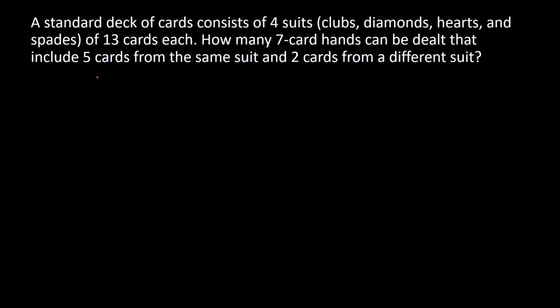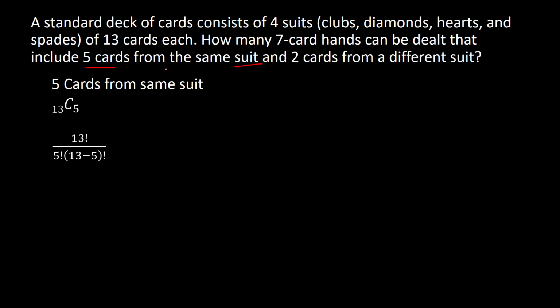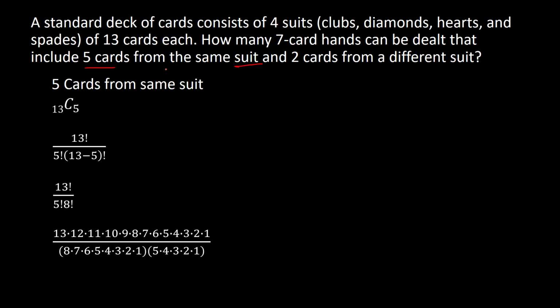While looking at the fact that we have 5 cards from the same suit, we can represent that by showing that we have 13 cards and we're choosing 5 at a time. So we have 13 choose 5 to get 5 cards from the same suit. So 13 choose 5, or 13C5. When we solve that, we have 13 factorial over 5 factorial times 13 minus 5 factorial. So we have 13 factorial over 5 factorial times 8 factorial.